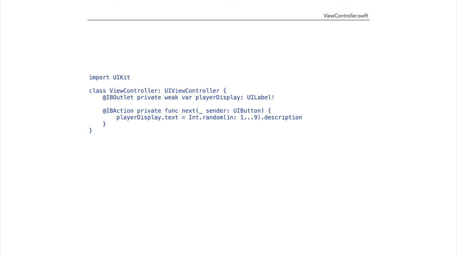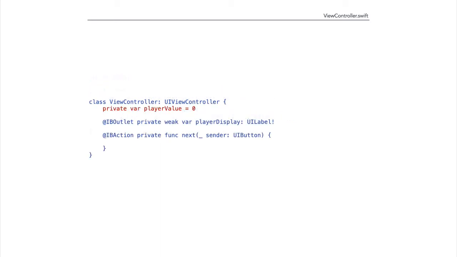The first bit of complication that I'd like to introduce is that instead of the button action setting the text field, I'd like it to set an actual property that holds an int. And so we'll introduce an int named playerValue, initialize it to 0, and now we can change the button action. So instead of setting the actual label's contents, it will set the value of our playerValue by choosing a random number between 1 and 9. And I like that a whole bunch more.